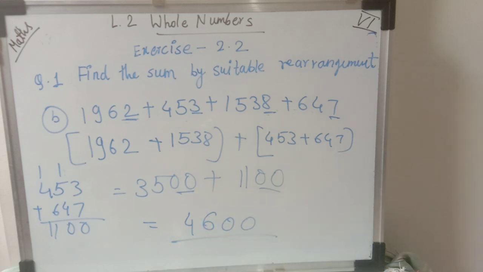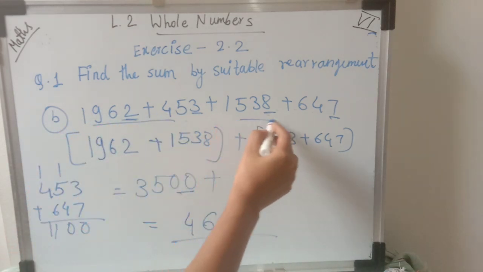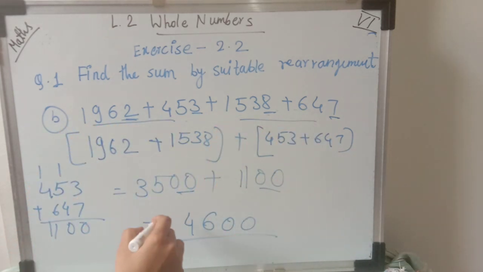So here we got the answer of the second example, where we have arranged them in a different way and we got the answer. See students, you can do the addition of these two numbers, after that you can do the addition of these two numbers. You will get the same answer, that is 4600. In associative property, we have learned when you are adding more than 3 whole numbers, you will get the same answer after changing their order also. Okay, so let's solve question number 2.